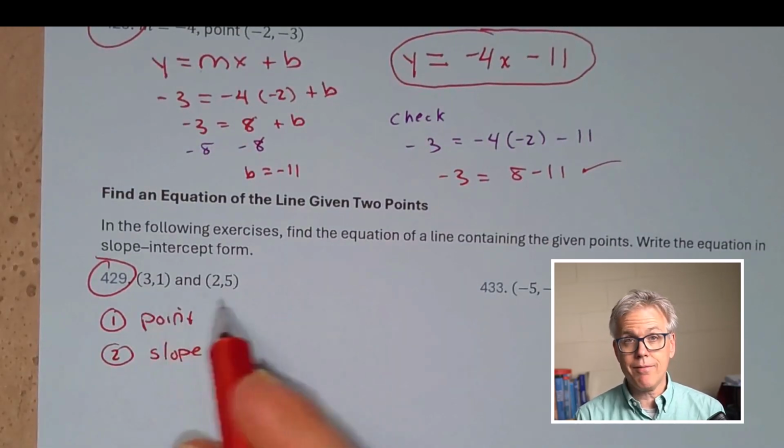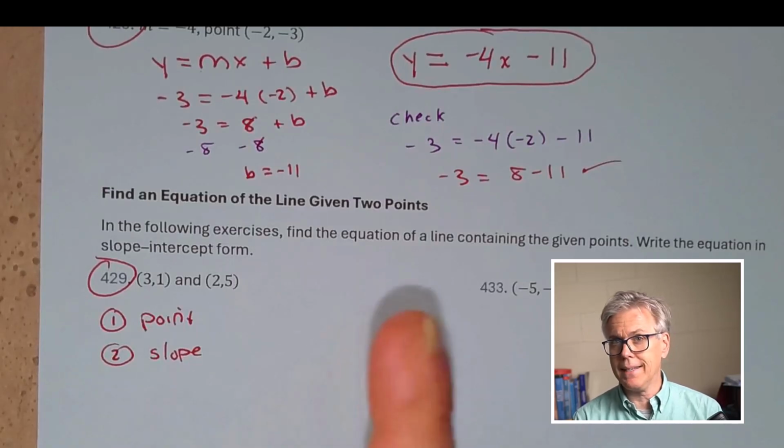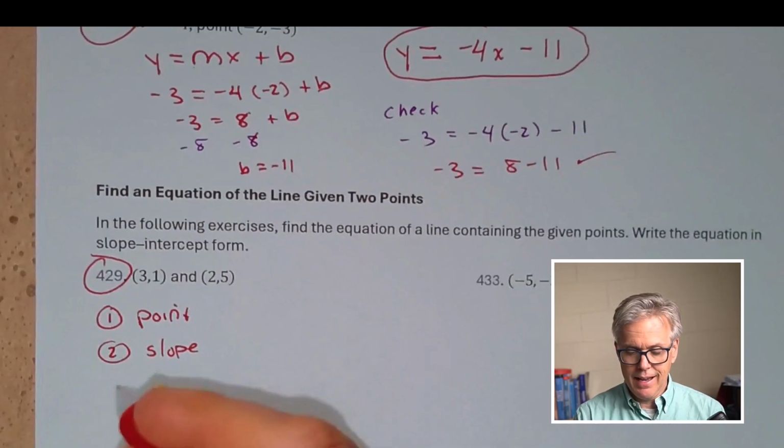Am I given a point? I'm given 2, and I can use either point. Am I given a slope? Nope, but I can find this slope, can't I? I've got a slope formula.